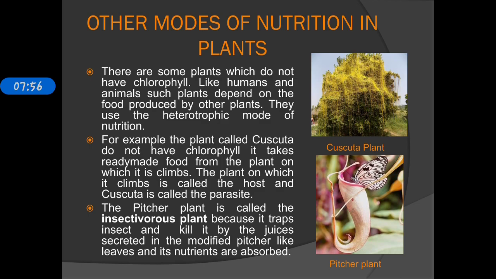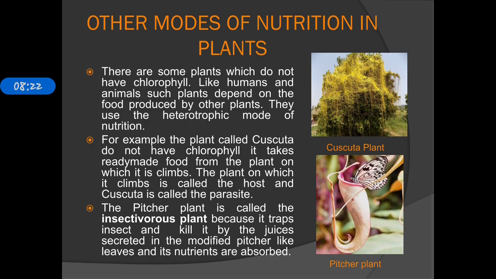Most of the plants have chlorophyll, but there are some plants which do not have chlorophyll. Generally they are not green in color. There are some other colors. Such plants also depend on other plants for their food. They are called heterotrophic plants.